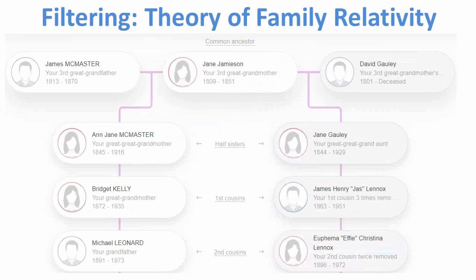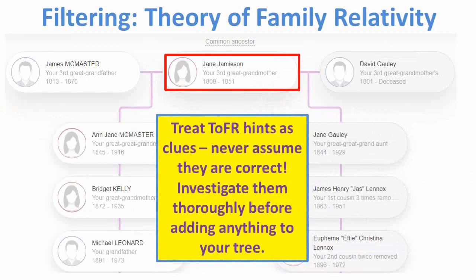So there are 2 Jane Jamesons, and it's understandable why the system has hit upon this woman with the same name and similar dates, but they're not the same person. And this is an incorrect theory of family relativity hint. So I need to dismiss it after investigating it. So treat them as clues, never assume they're correct, investigate thoroughly before adding anything to your tree.